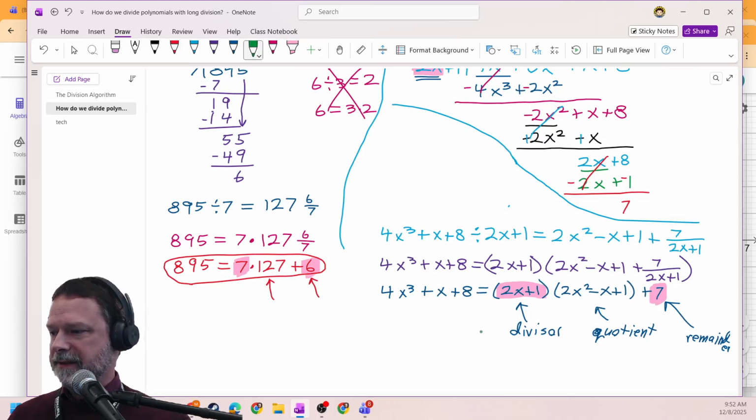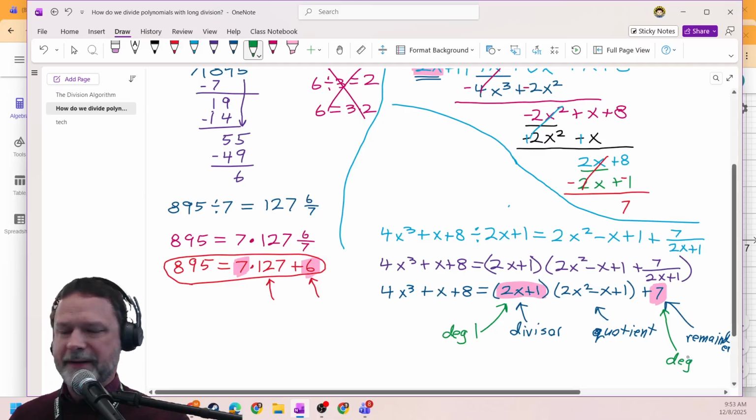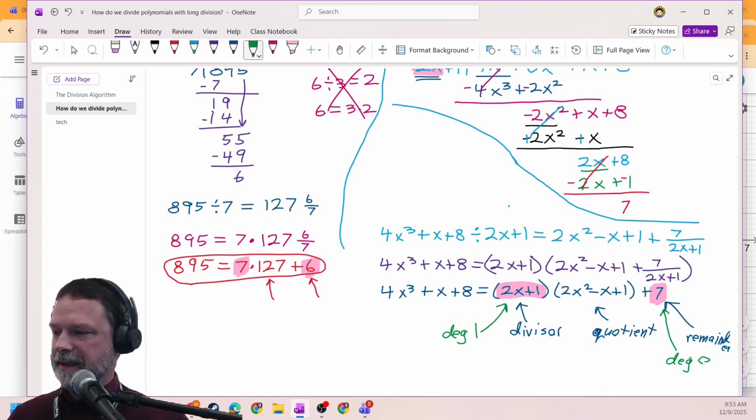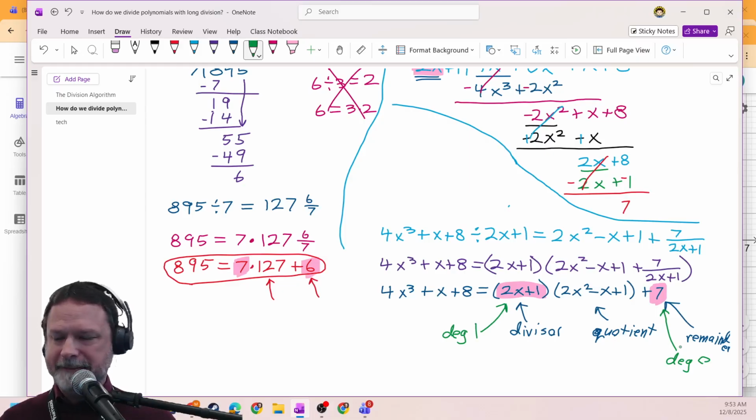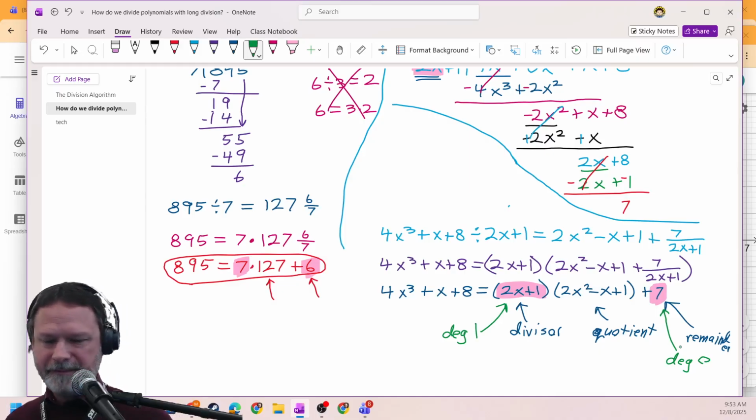So in this case, what we divided by was 2x to the 1 power. This was degree 1. And our remainder was degree 0. If you just have a number for a remainder, that's a 0 degree polynomial. And so that's what we must always have happen. Our remainder must always be a smaller degree than what we divided by. So we got those kinds of things happening too. And so we just kind of switch our minds around on what we're thinking about. Okay.